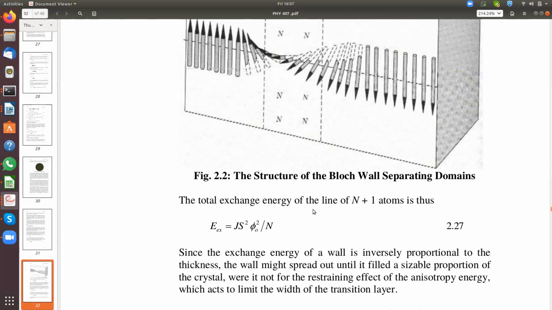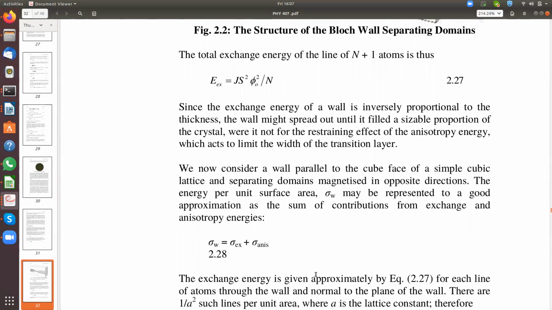So the total exchange energy of the line of n plus 1 atoms is thus this. Since the exchange energy of a wall is inversely proportional to the thickness, the wall might spread out until it filled a sizable proportion of the crystal, were it not for the restraining effect of the anisotropic energy, which acts to limit the width of the transition layer. So we now consider a wall parallel to the cube face of a simple cubic lattice, separating domains magnetized in opposite directions.